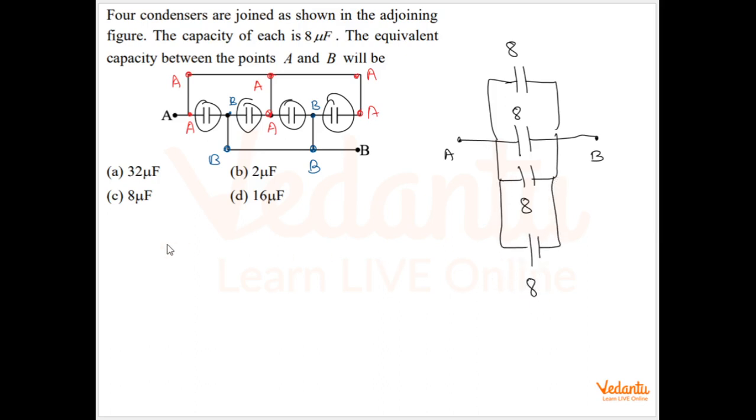8 microfarads. The equivalent capacitance will be 8 plus 8 plus 8 plus 8. That will be 4 into 8, 32 microfarads. Option A will be the correct answer. I hope everybody understands.